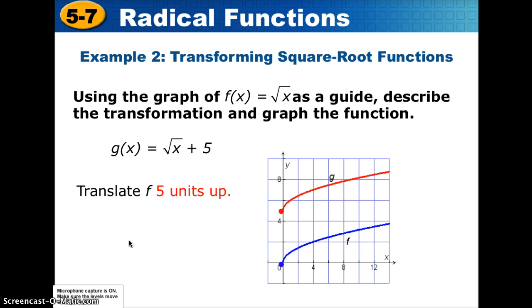Okay, so it's a translation 5 units up. That's a vertical translation. And you can see g of x looks exactly like f of x. It's the same size and shape. The difference is it has been translated 5 units up. That's what you should have written down in your notes.